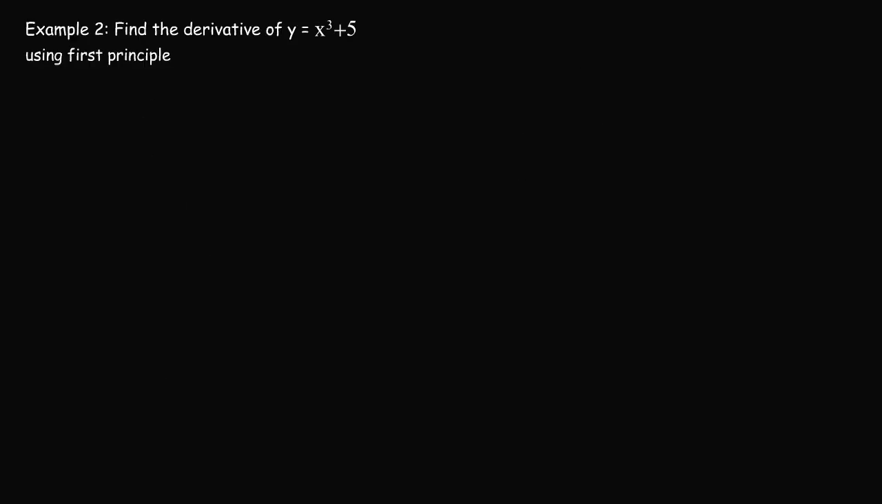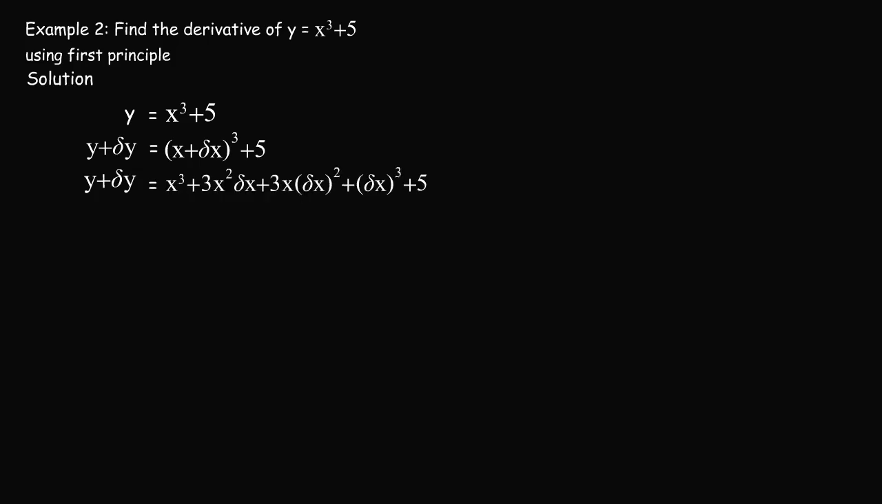We have another example that states: find the derivative of y equals s cubed plus 5 using first principle. Our first step as usual is to add our delta y and our delta s. So our equation becomes y plus delta y equals (s plus delta s) in bracket raised to power 3 plus 5. The next step is to expand our bracket s plus delta s raised to power 3. Doing so using binomial expansion, our equation becomes y plus delta y equals s cubed plus 3s squared delta s plus 3s delta s squared plus delta s cubed plus 5.